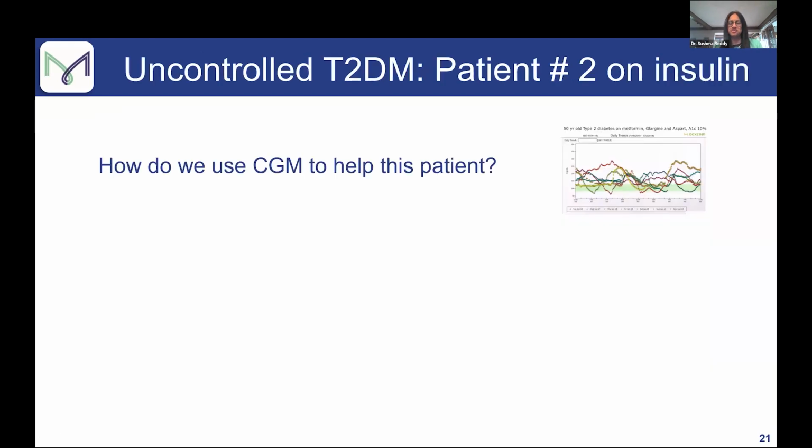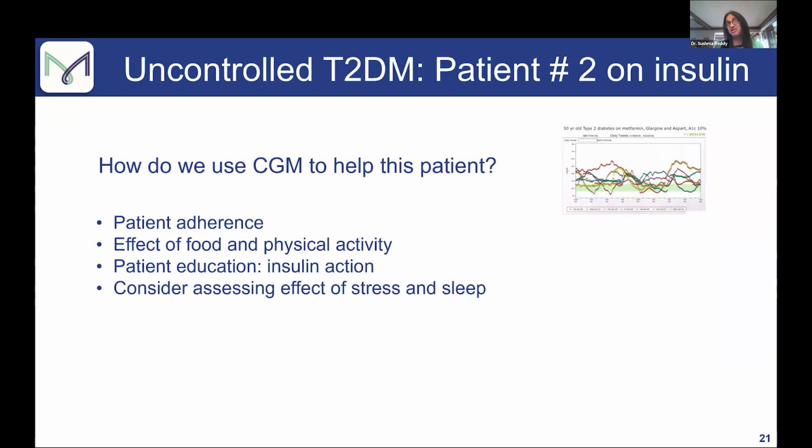So how do you help this patient? Well, he has a CGM. He's going to be more likely to take his insulin because he knows how he's going to respond. He has now seen the effect of food and physical activity. He understands how insulin works because we've gone over the basal bolus and given him some of the basics. You could also, if you wanted to, if they say I'm stressed and I notice sleep is an issue, that does affect it, but that would just be a consideration.